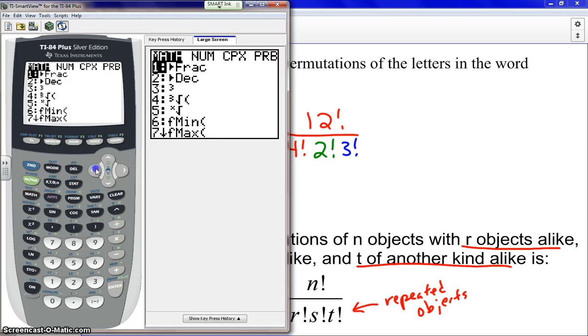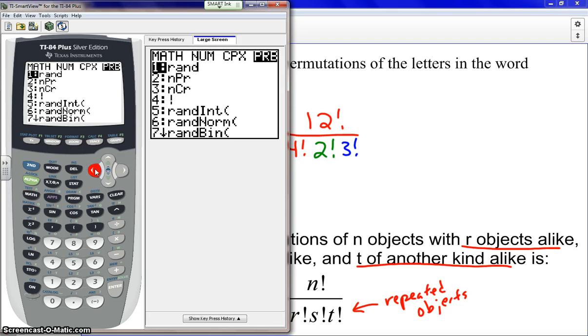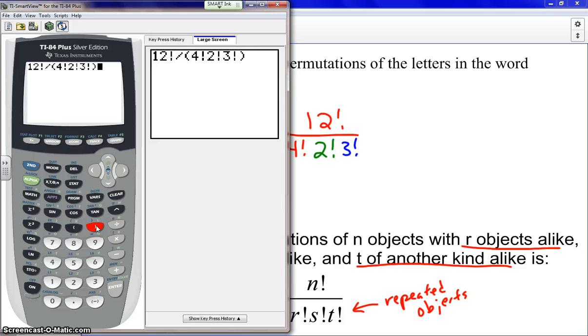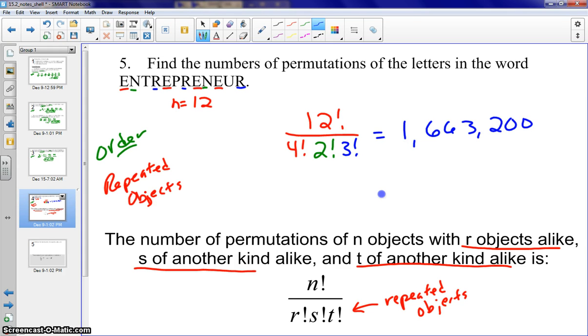So again, I'm entering all of these in. So I've got 2 factorial, 3 factorial, go to math, PRB each time, number 4 to get your factorial. So you can see I have 12 factorial divided by the 4 factorial times 2 factorial times 3 factorial. So in that case, when we push enter, we will get our answer to be 1,663,200. Again, let me point out, very important in your calculator that you put parentheses around the denominator so you're following the correct order of operations.